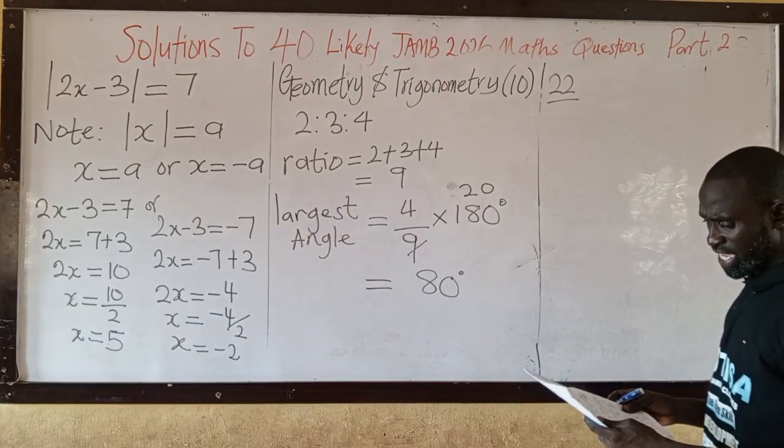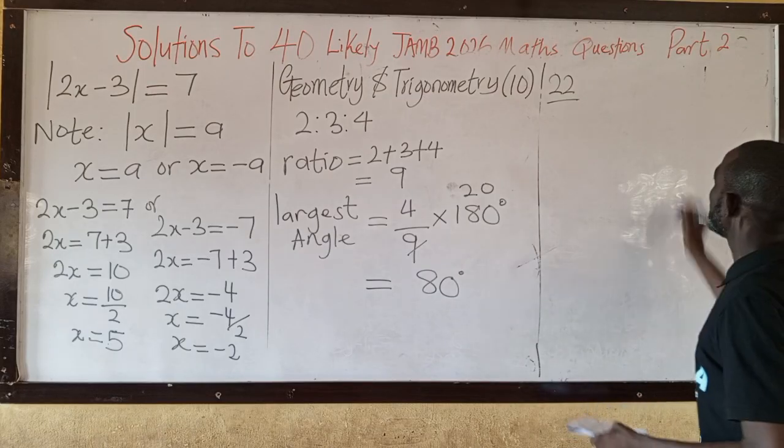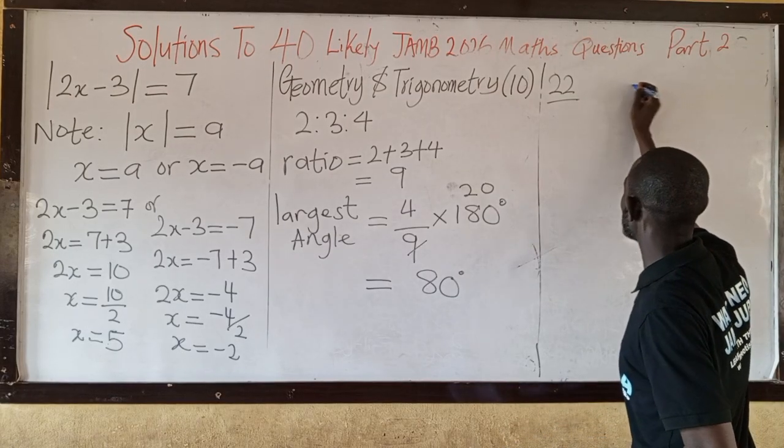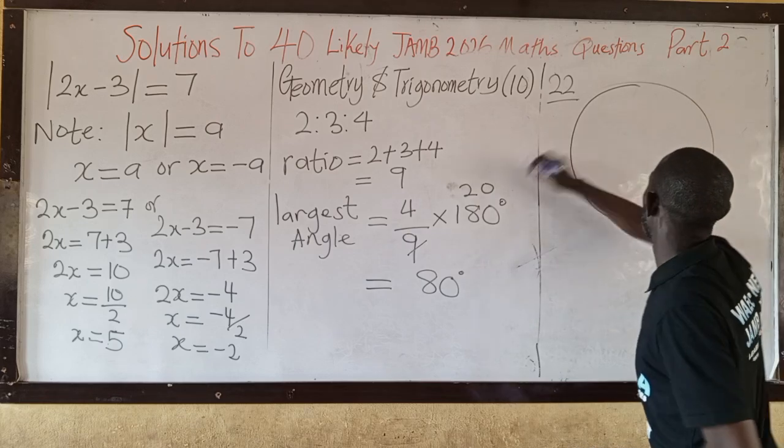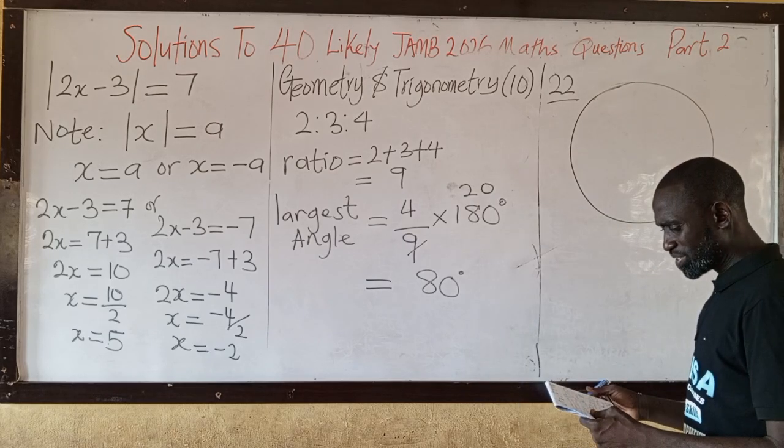Question 22 says a chord is 8 cm from the center of a circle. A chord. So let us draw a circle first. Then a chord is 8 cm from the center.